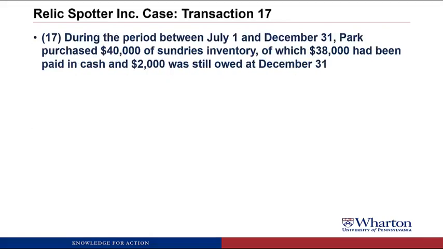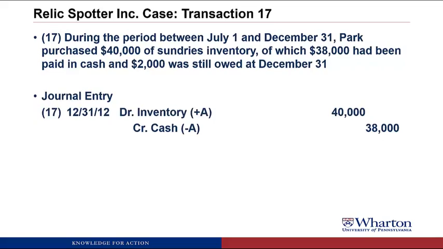Transaction 17. During the period between July 1st and December 31st, Park purchased $40,000 of sundries inventory, of which $38,000 had been paid in cash and $2,000 was still owed at December 31st. So for this journal entry, we're paying $38,000 of cash. We credit cash for $38,000 to make the asset go down. We're receiving inventory. Inventory is an asset. Assets go up with debits. So we debit inventory for $40,000 to recognize the inventory that we've received.